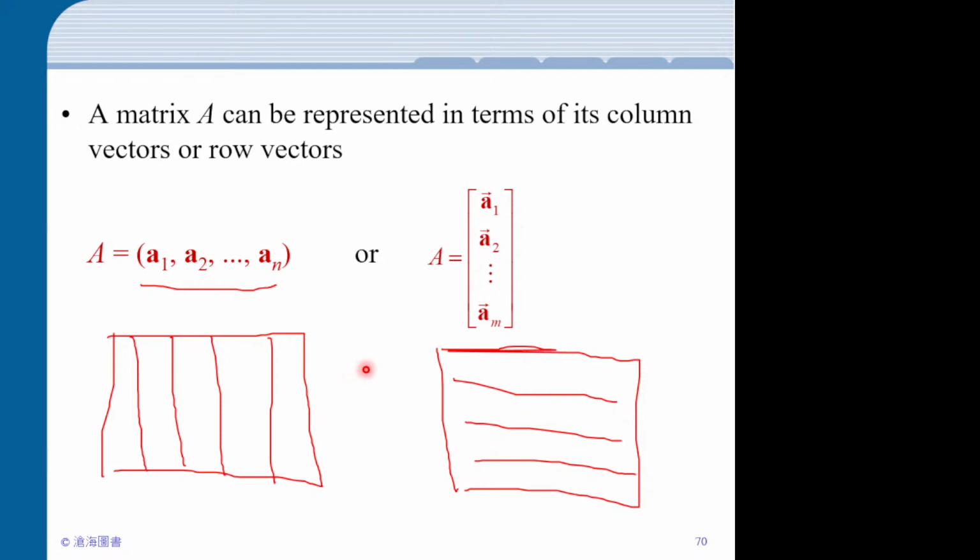This is basically doing nothing. It's just how you look at your block of numbers, right? So your matrix A is this rectangular block of numbers.